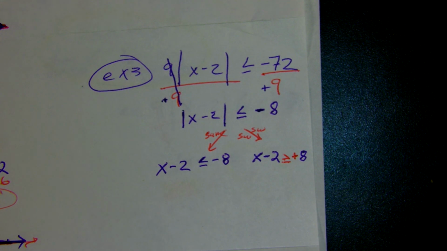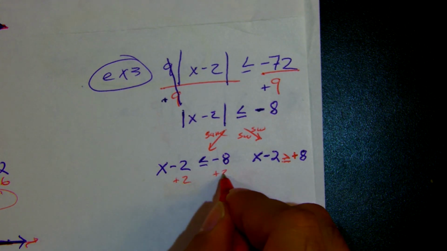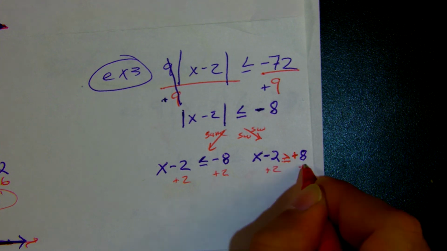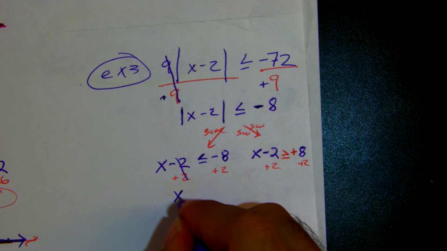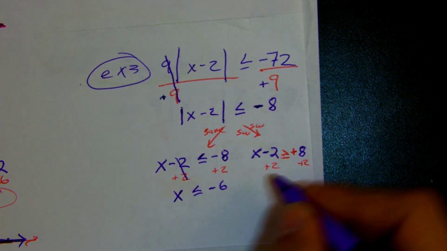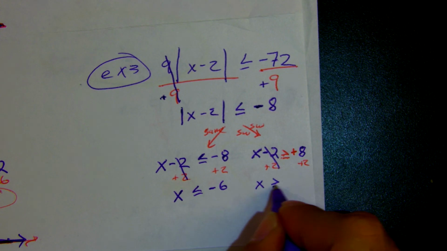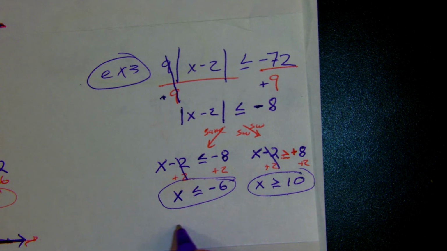Go ahead and go for the final answers if you want. Just give me how the graph's going to look. I'm adding 2. That cancels it out, and we get x is less than or equal to -6. We get x is greater than or equal to 10. All right, we got our 2 statements. Now we have to make our number line.